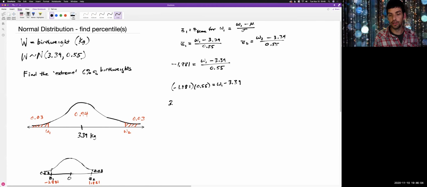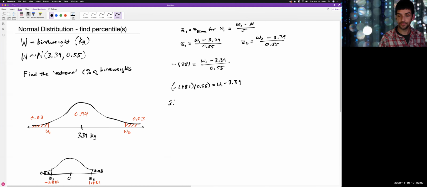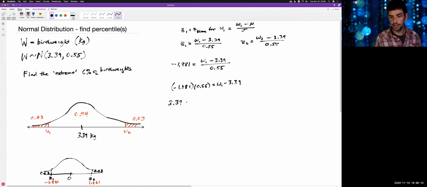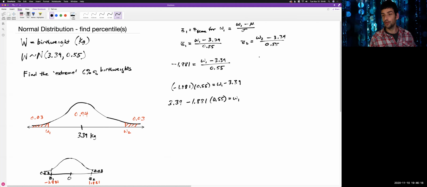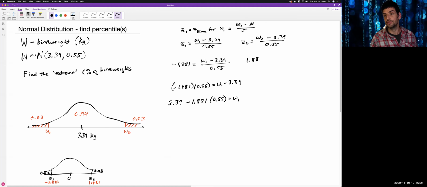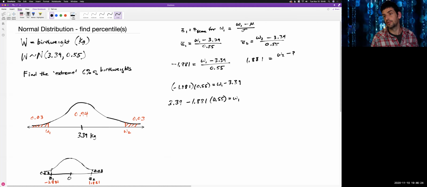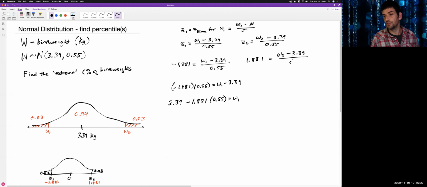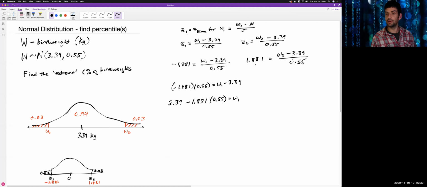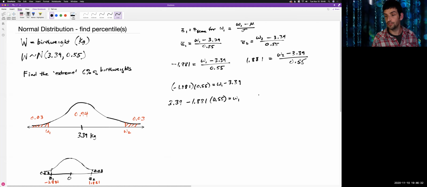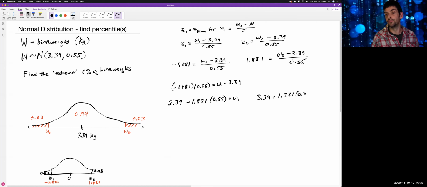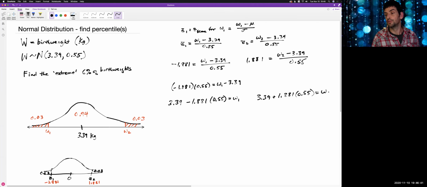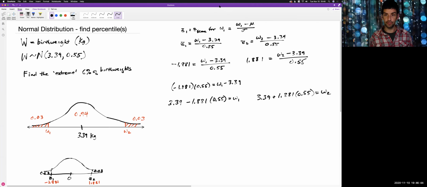And we add 3.39 to both sides. 3.39, I'll just write it this way, minus 1.881 times 0.55, and that's W1. We do exactly the same thing to this other equation, which is going to look precisely the same, except the 1.881 is positive. So we'll get 3.39 plus 1.881 times 0.55 equals W2. So let's compute those two numbers really quick.